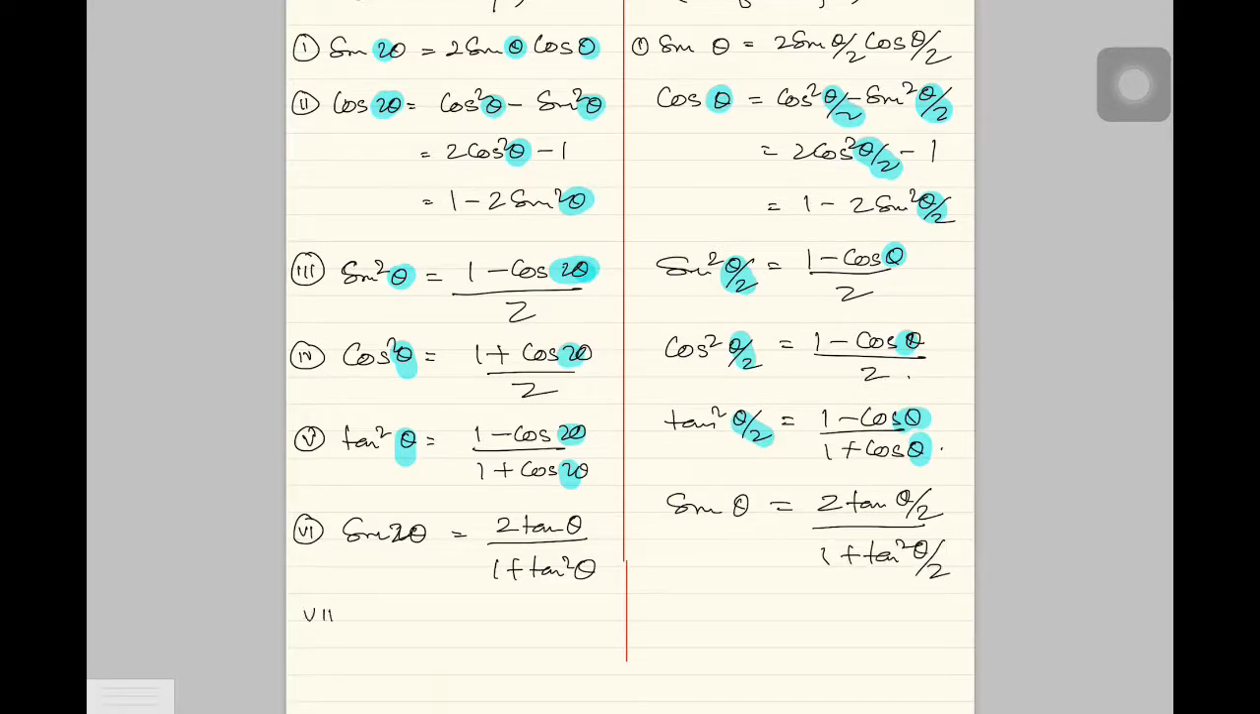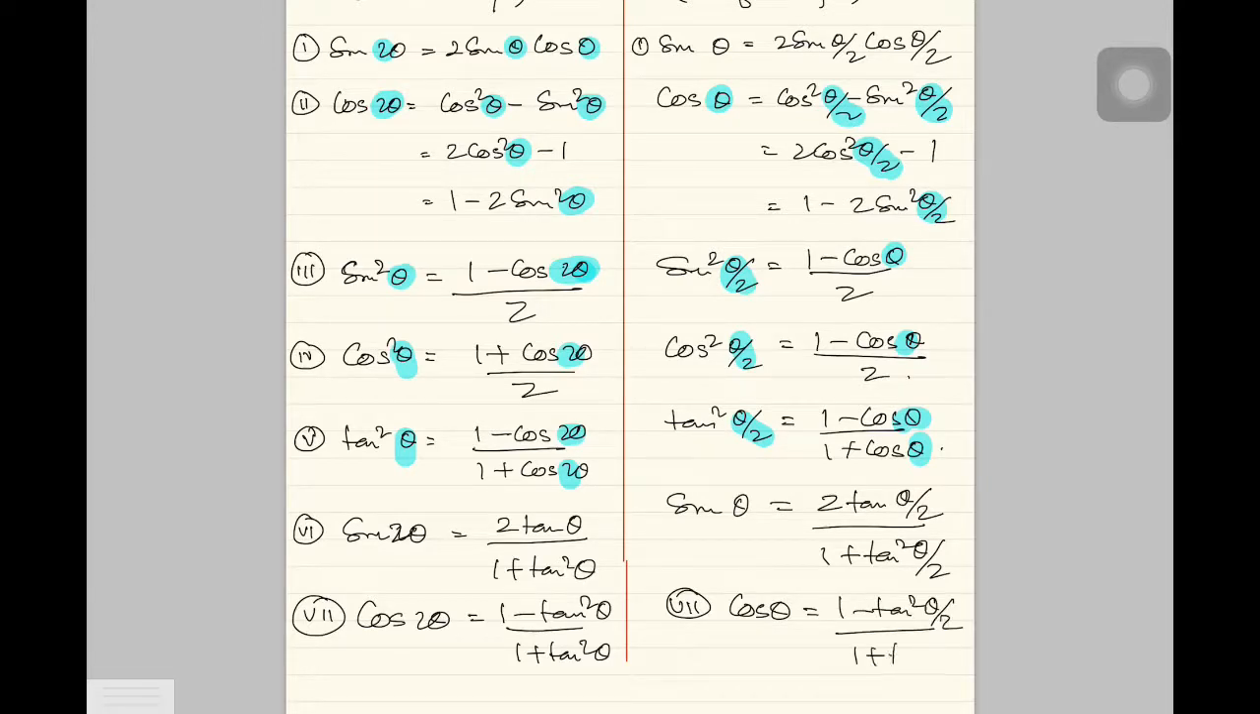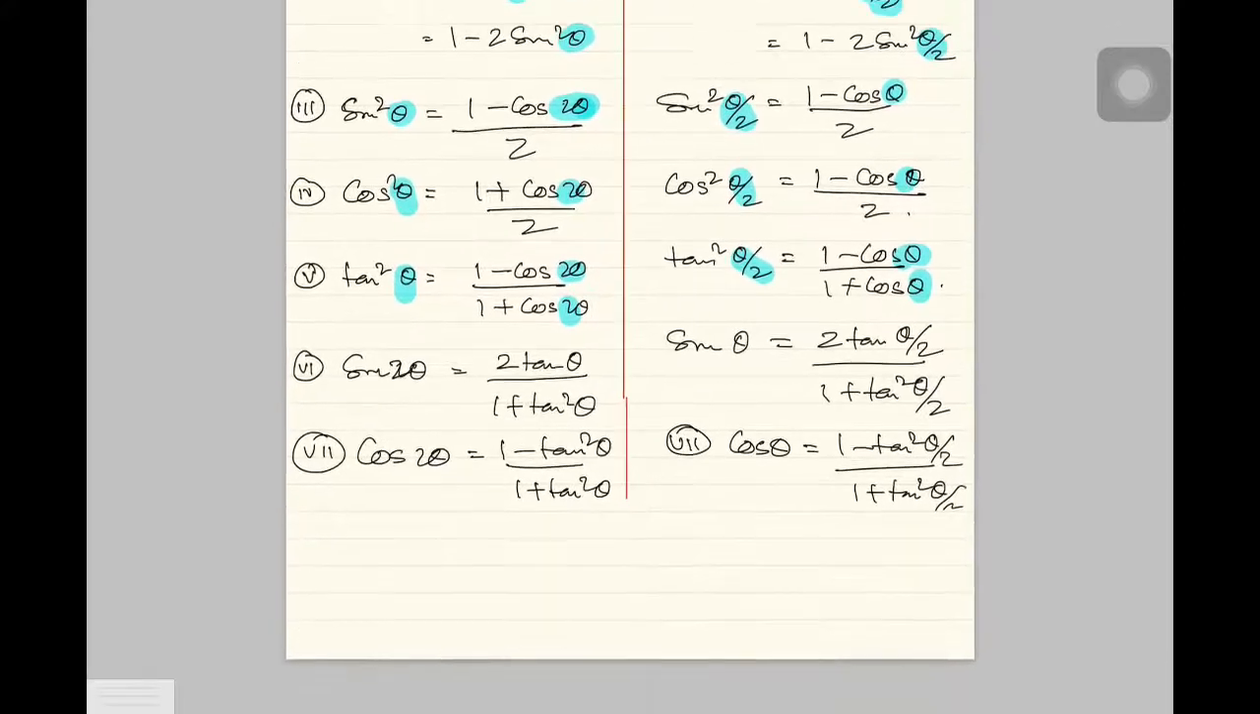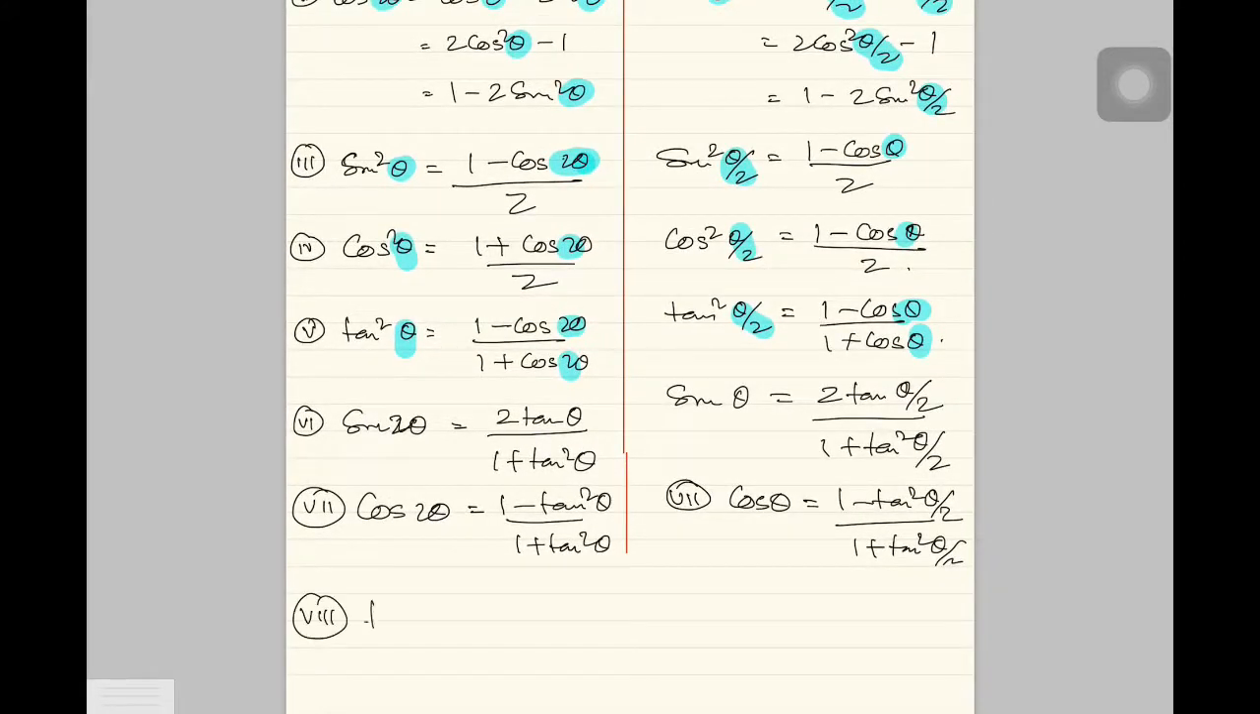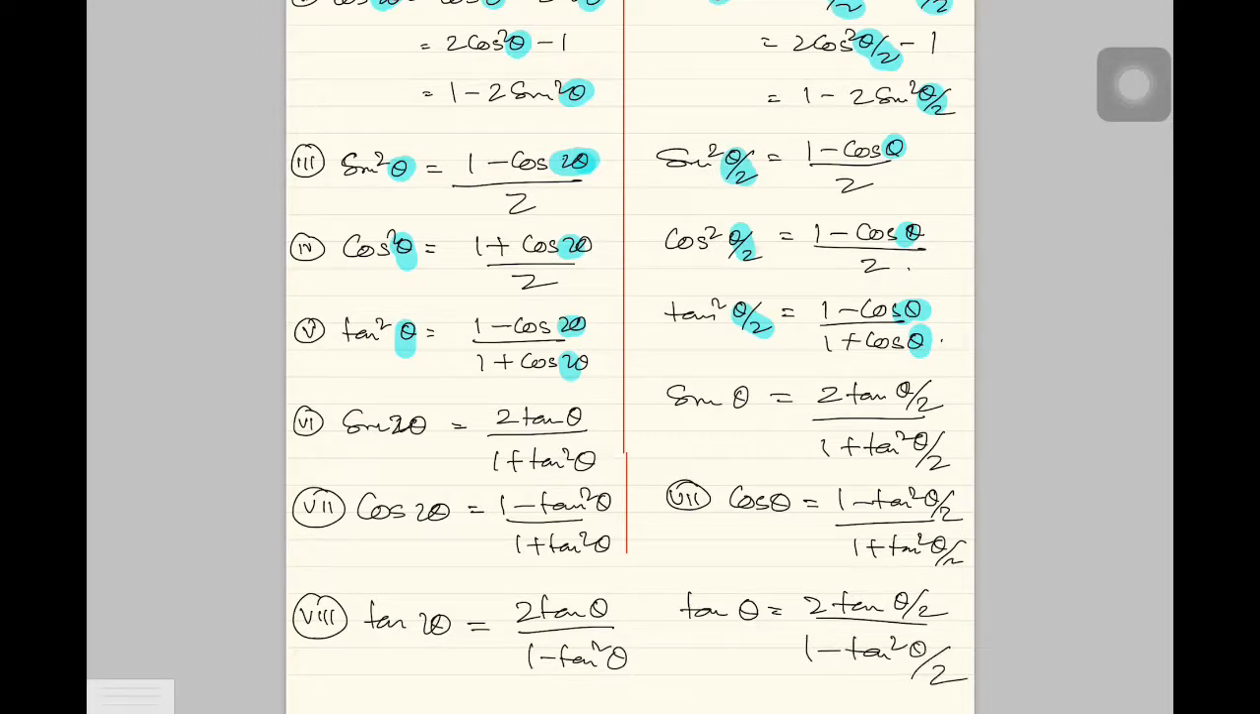And similarly, the seventh one, cos 2 theta, that will be 1 minus tan square theta divided by 1 plus tan square theta. As I copy, you also copy this formula, and cos theta equals 1 minus tan square theta by 2 divided by 1 plus tan square theta by 2. That's how you make it half, correct? And finally, the last one, tan 2 theta, that's 2 tan theta divided by 1 minus tan square theta. Make it half. Tan theta equals 2 tan theta by 2 divided by 1 minus tan square theta by 2. So these are the 8 formulas that we have discussed.